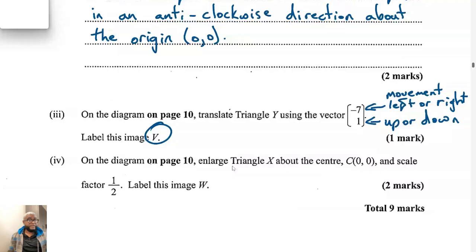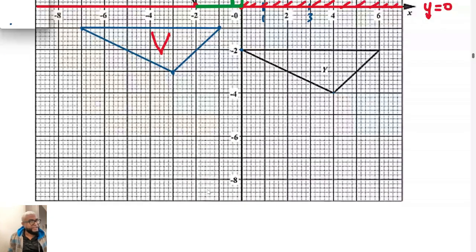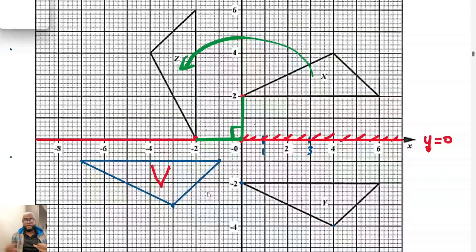So on the diagram on page 10, enlarge triangle X about the center C, which is 0, 0, with scale factor a half. Right? Label this image W. Right? So when you say scale factor a half, it means you're actually shrinking it, right? But it is still called enlargement. Right? So we go in.